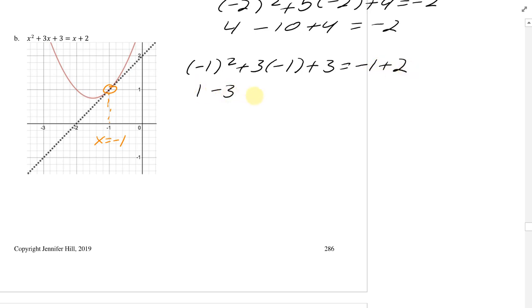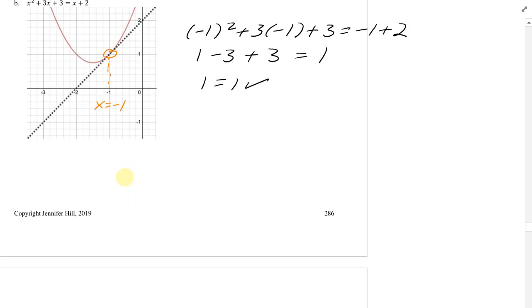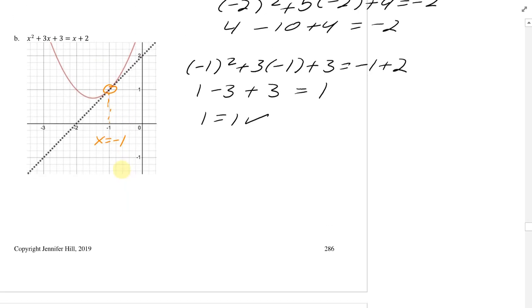So this is 1 minus 3 plus 3 equals 1. And this will give me 1 equals 1. So in this case, I found the one solution. This is also an interesting thing to note here. This graph only had one solution, while this one had two. And that's totally possible. Quadratics can have more solutions than a linear equation. This is part of what makes them a little bit different.